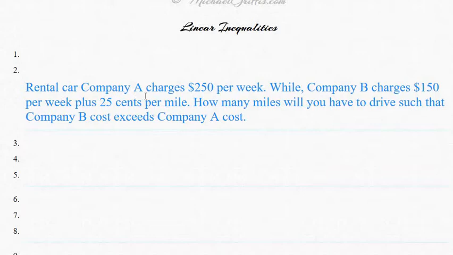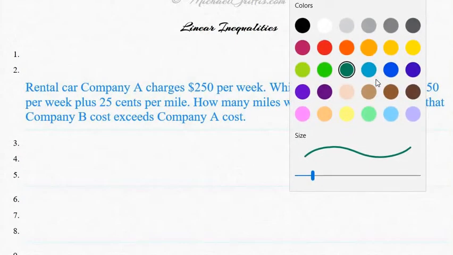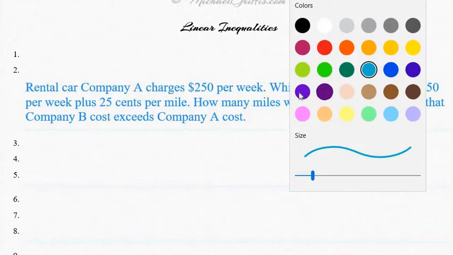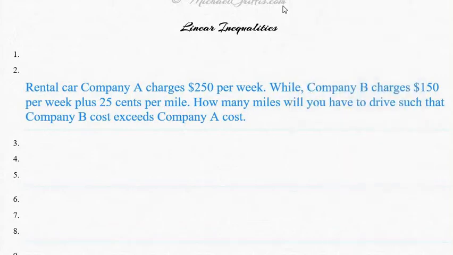But it just says rental car company A charges $250 per week. While company B charges $150 per week plus 25 cents per mile. How many miles will you have to drive such that company B's cost exceeds company A's cost?